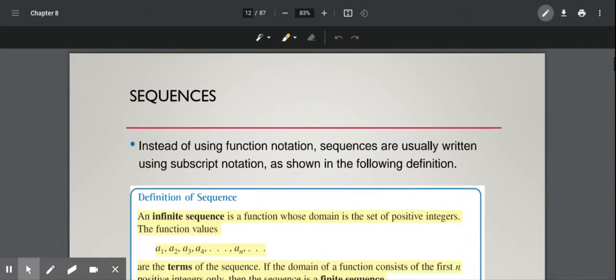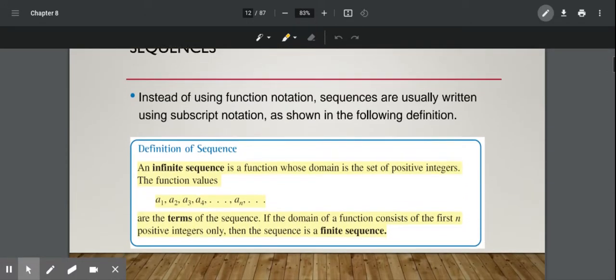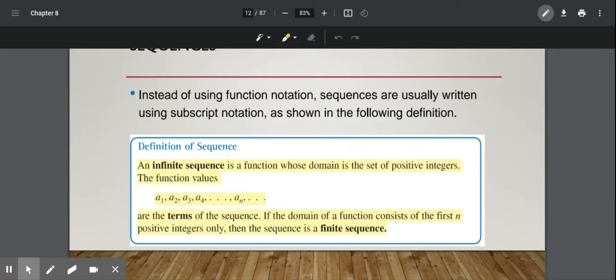With sequences, instead of using function notation, they're usually written using subscripts. When we're writing an infinite sequence, we number them in terms of the actual term number. So you would have your a sub 1, your a sub 2, your a sub 3, your a sub n, and then the dots, which tells you that it's an infinite sequence. If it was a finite sequence, then it would end at a particular value. So if you had 7 terms, then it would end at a sub 7.